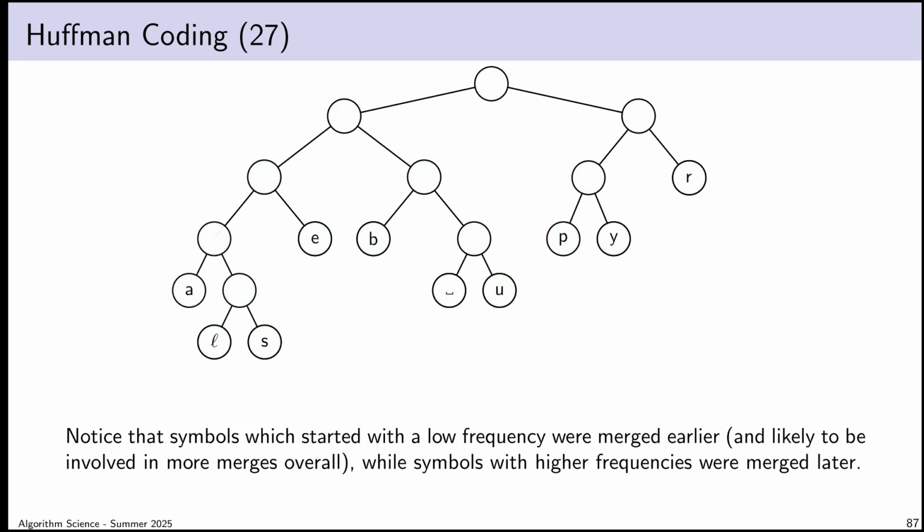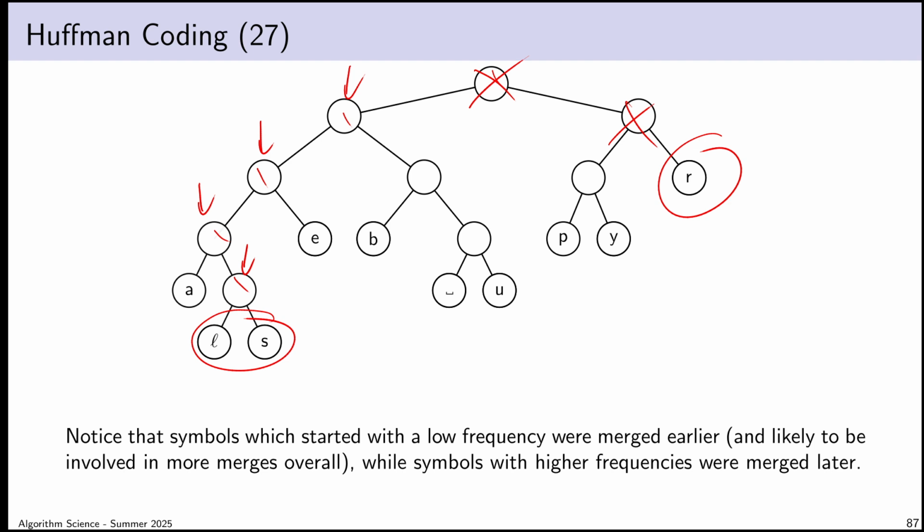Now, notice, as I pointed out about halfway through, that symbols which started with a low frequency, like L and S, were merged earlier and more often. So S and L got merged several times. And we can actually see each merge that involved S and L was one of these empty internal nodes above it. So S and L were involved in what? 1, 2, 3, 4, 5 merges. Whereas R, the most frequently occurring symbol, only was subject to 2 merge operations.